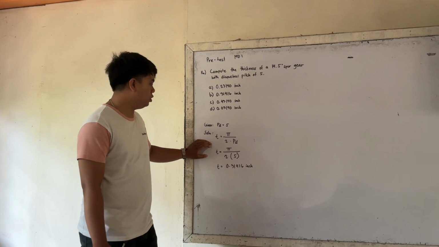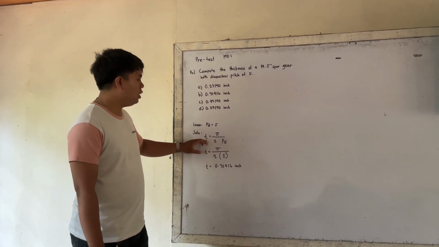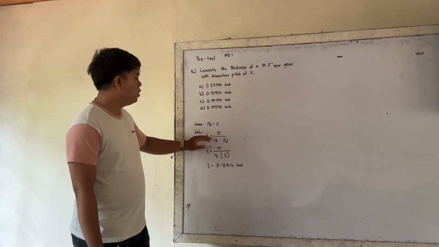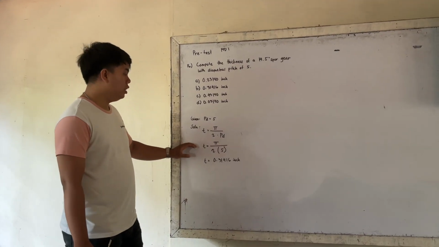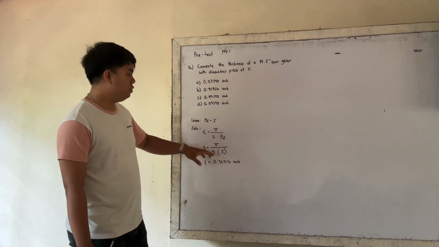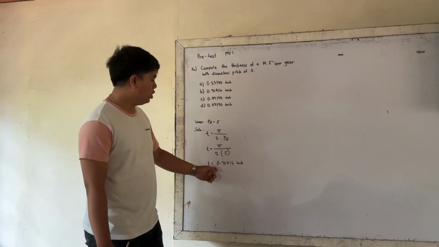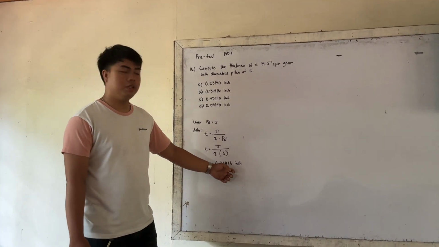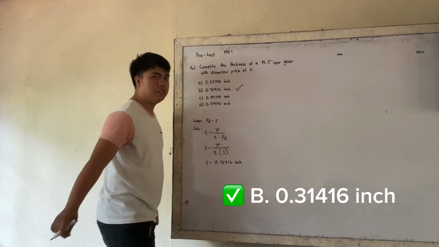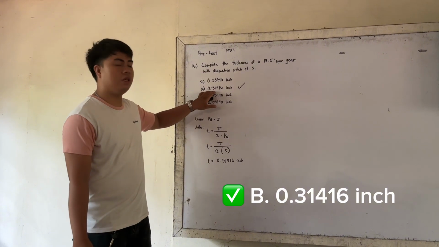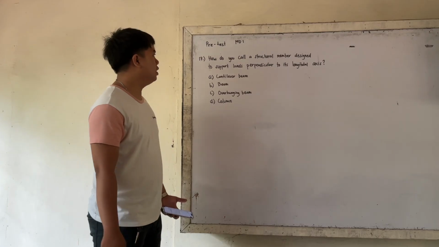So our solution in the circular tooth thickness is T is equal to pi over 2 times the diameter pitch. So simply T is equal to pi over 2 times 5. So our T now is equal to 0.31416 inches. So the correct answer for this problem is the letter B, 0.3141 inches. On to our next problem, problem number 17.